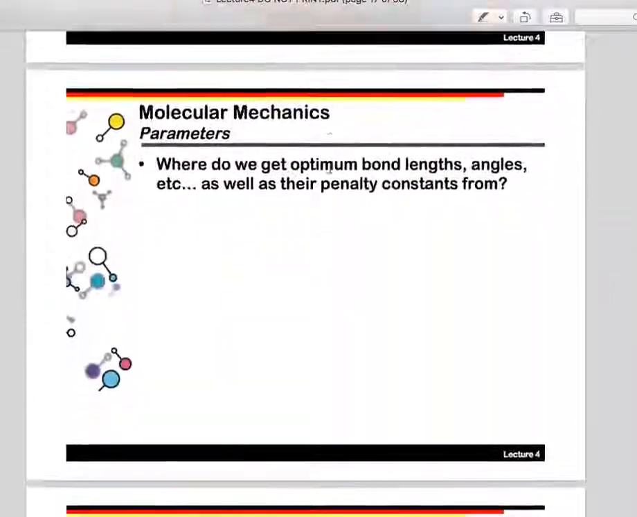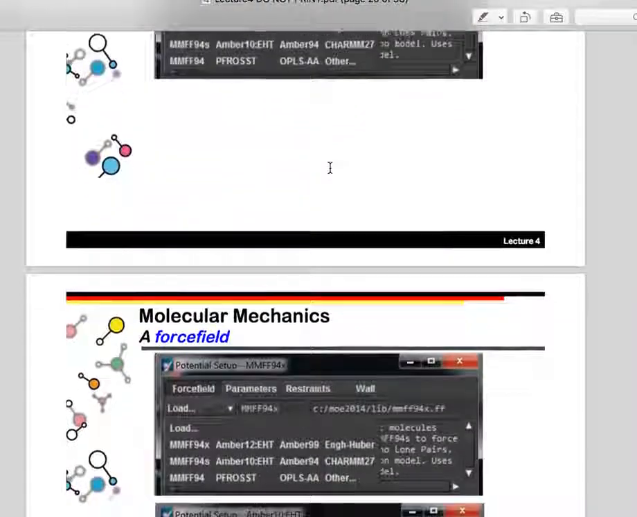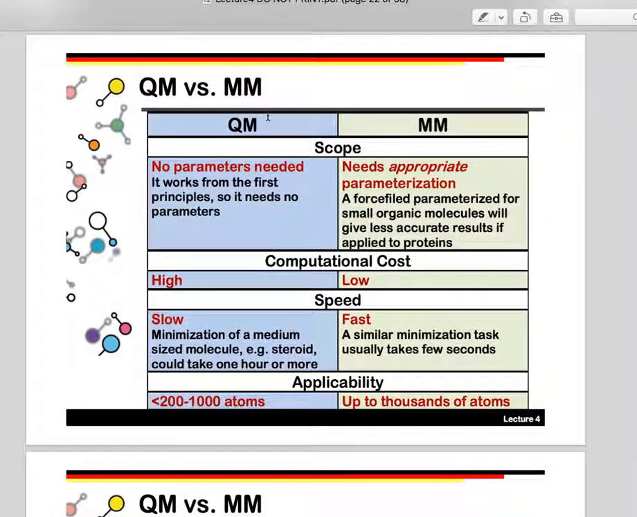Let's see. The important piece that I want you to know is this table. Where is the table? Here. The difference between quantum mechanics and molecular mechanics. In quantum mechanics, we do not need parameters. In molecular mechanics, we have to have parameters because the calculation depends on it. Because we are studying deviations from equilibrium bond lengths, bond angles, and dihedrals. So we have to have these equilibrium bond lengths, angles, and dihedrals. And then any deviation from these is associated with an energy penalty. The computational cost in quantum mechanics is high. In molecular mechanics, it's low. Speed in quantum mechanics is slow. In molecular mechanics, it is fast.